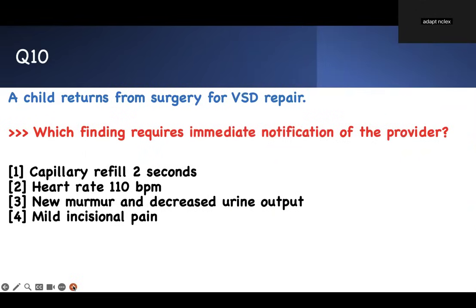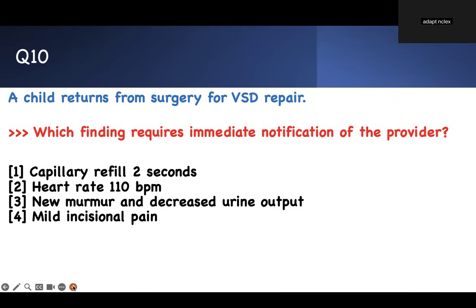Next question. A child returned from surgery for VSD repair. Which finding requires immediate notification of the provider? Stop the video. Once again, don't worry. VSD is a heart surgery. Therefore, look at the answer choices that show patients doing bad. Capillary refill of 2 seconds, heart rate of 110, a new heart murmur, decreased urine output, incisional pain.